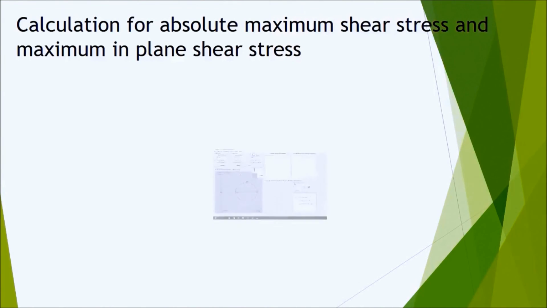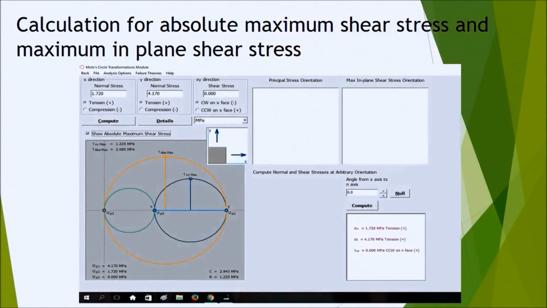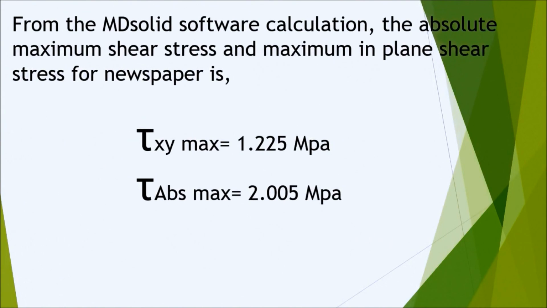This is the result of calculation for absolute maximum shear stress and maximum in-plane shear stress by MD Solid software. For newspaper, the maximum in-plane shear stress is 1.225 megapascal whereas absolute maximum shear stress is 2.005 megapascal.